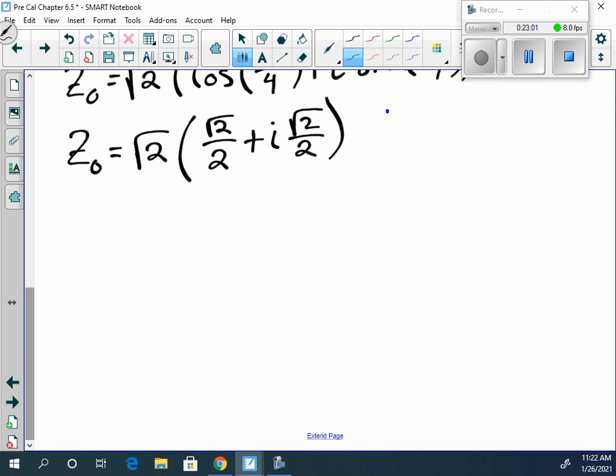Well, guess what we have to do now? Well, what's the square root of 2 times square root of 2? 2. So we get 1 plus 1i. Questions on this here? How do you feel about this so far? Awesome. How many roots do we have?